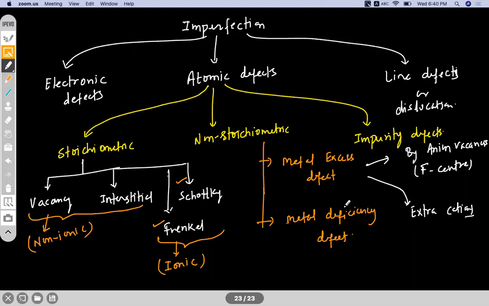Metal deficiency defect is just the opposite of that: remove metal ions from the crystal. A few properties of this I will tell you.